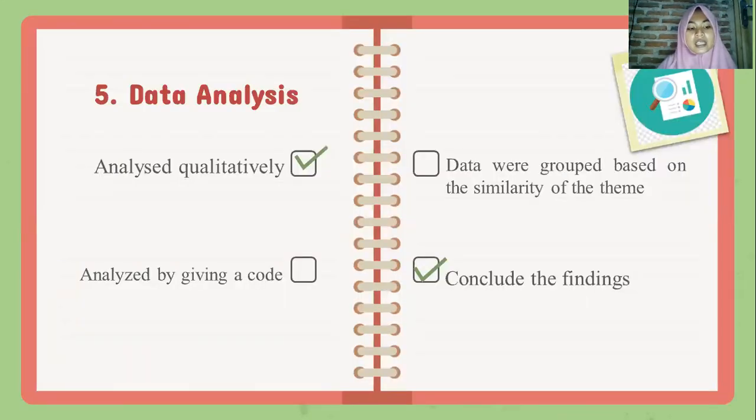And data analysis. The data obtained in this research was analyzed qualitatively. The data was analyzed by giving codes and categorizing them into suitable themes. Next, the data were grouped based on the similarity of the themes and analyzed manually to identify the final results. And finally, the researchers read, described, compared, and blended the codes to conclude the findings.